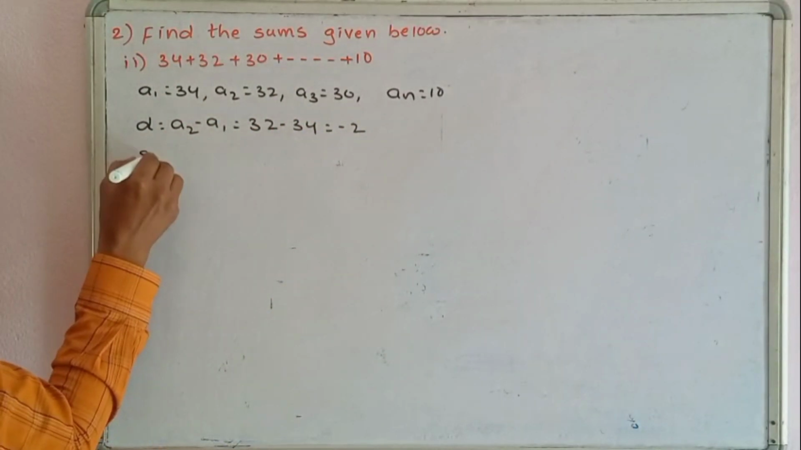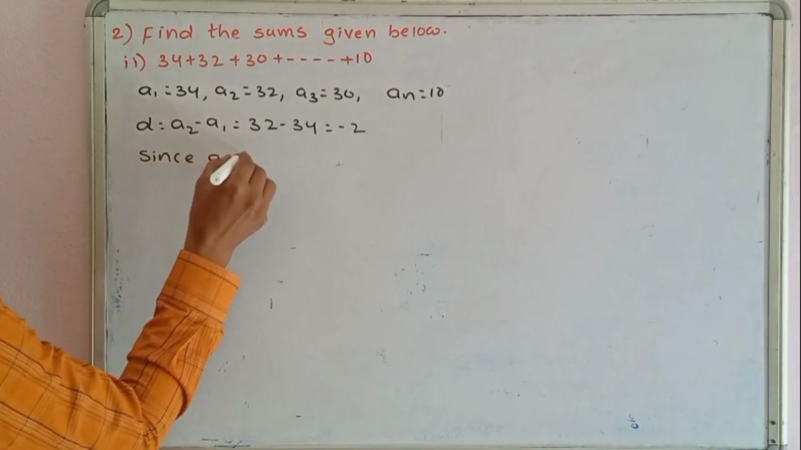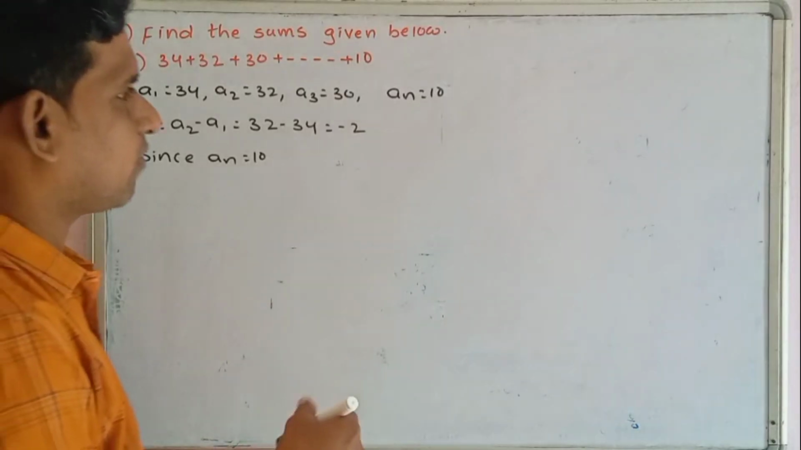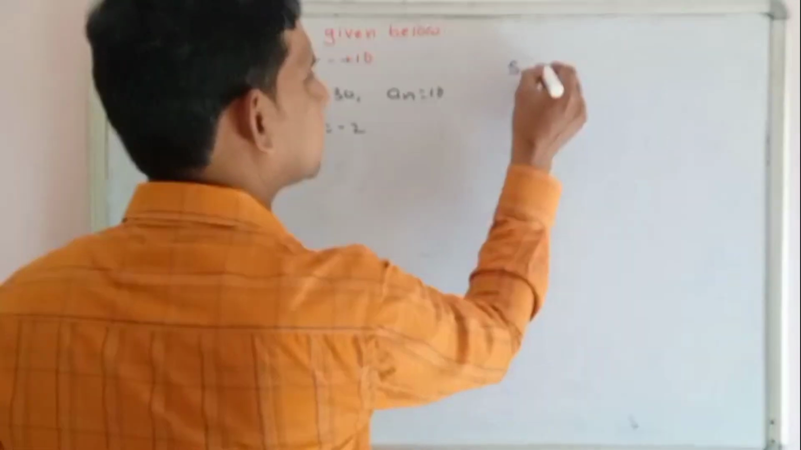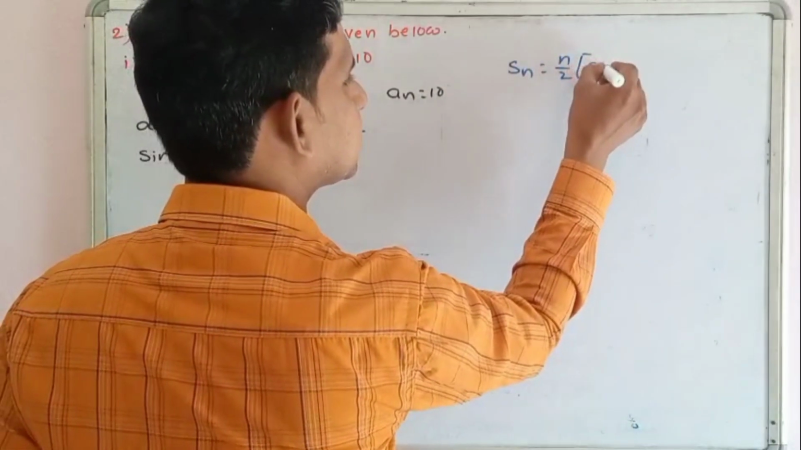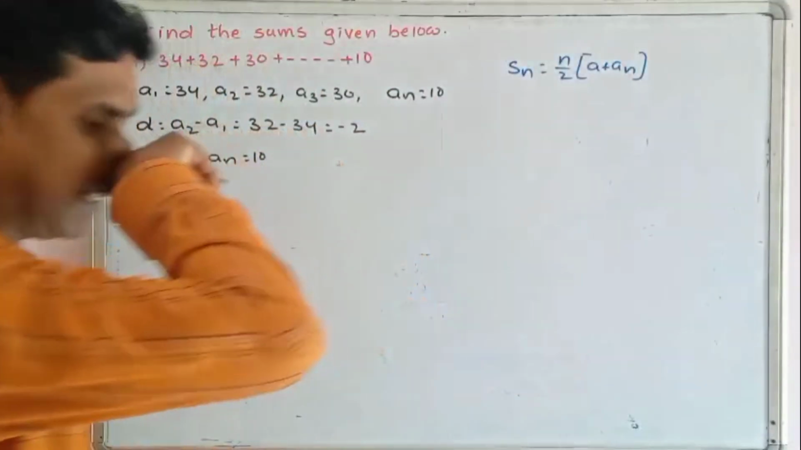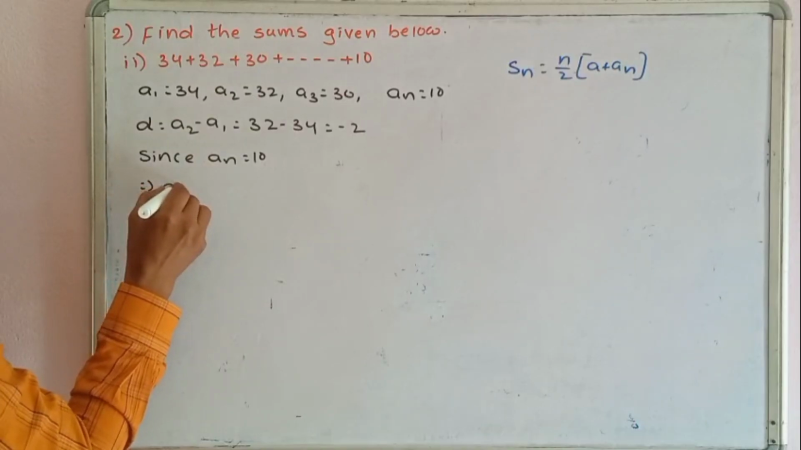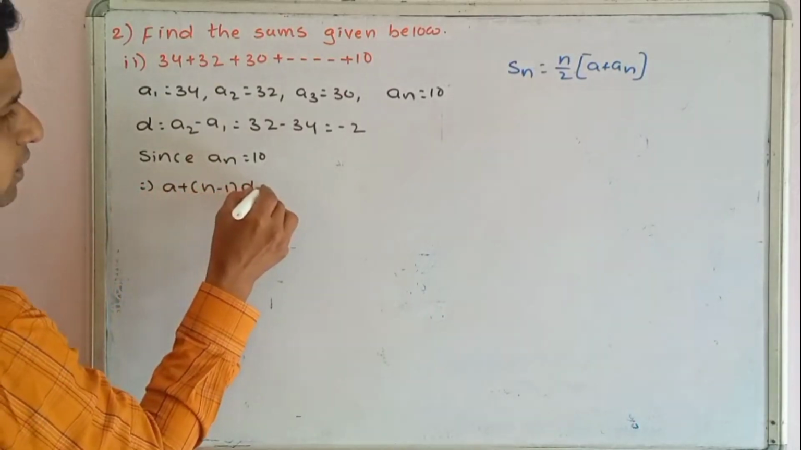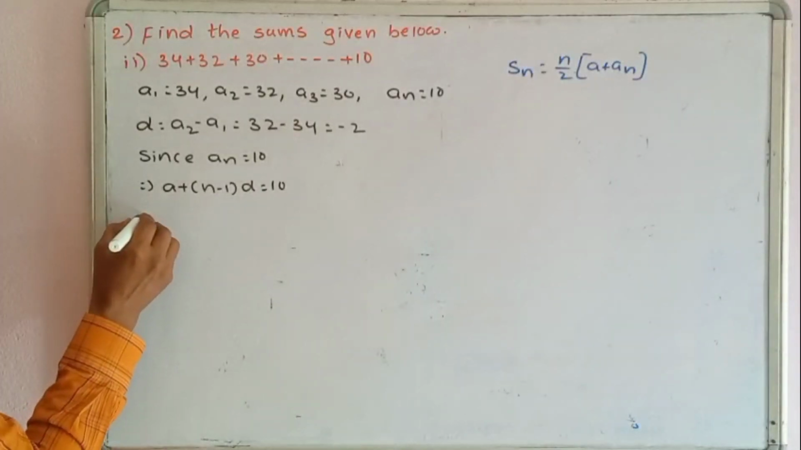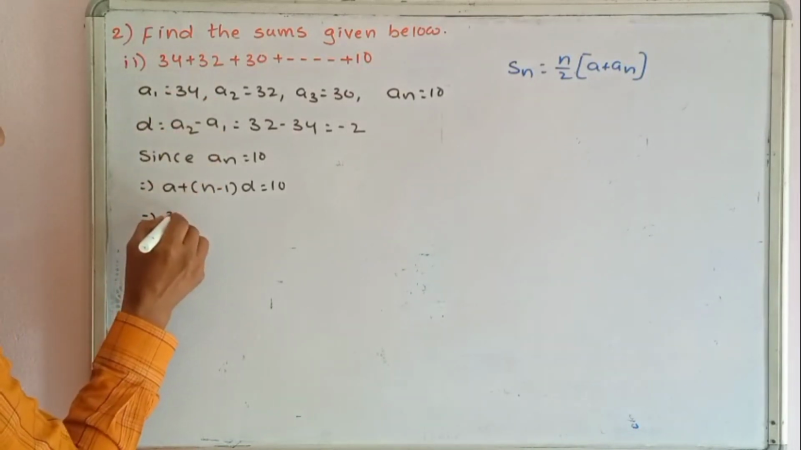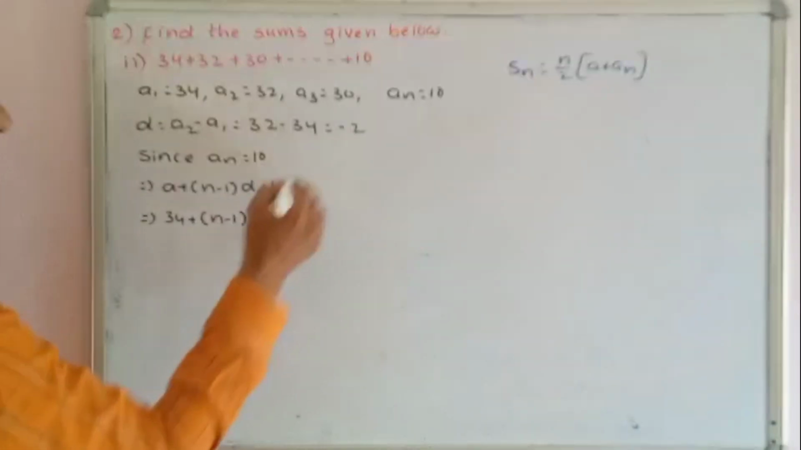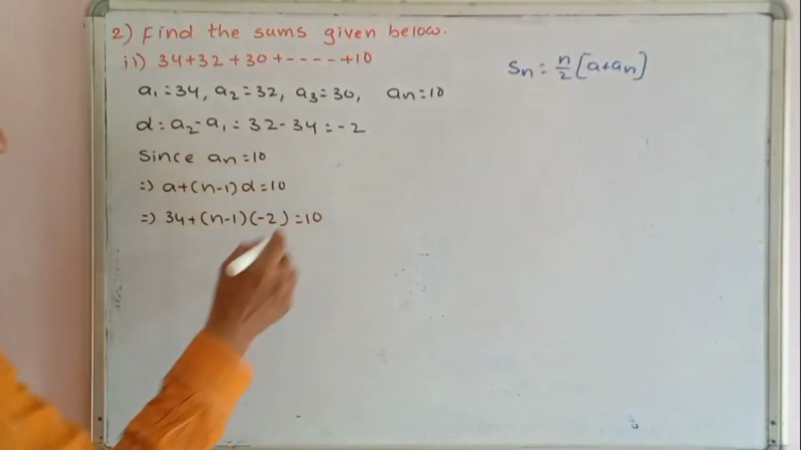Since An equals 10, first we will find the value of n. Why? Because the formula of Sn, the sum of n terms, is n by 2 into (A plus An). So that's why we first find n. An equals 10. The An formula is A plus (n minus 1) into d equals 10. Here A value is 34, A is nothing but A1. 34 plus (n minus 1), d value is minus 2, equals 10.